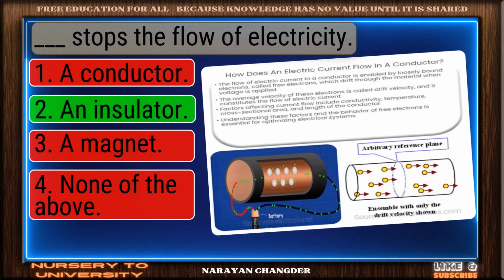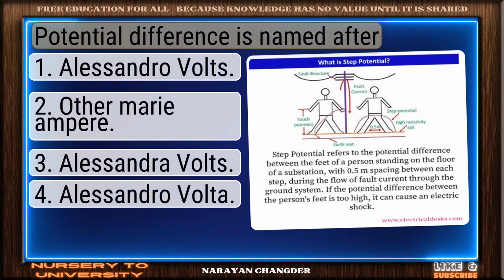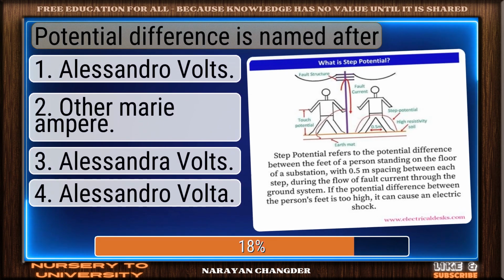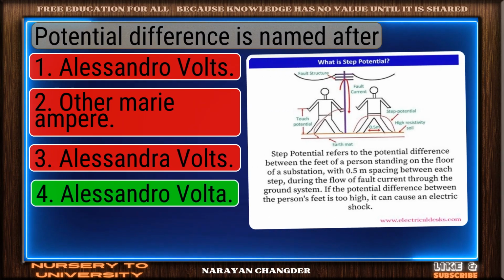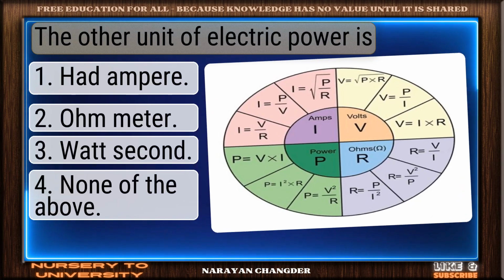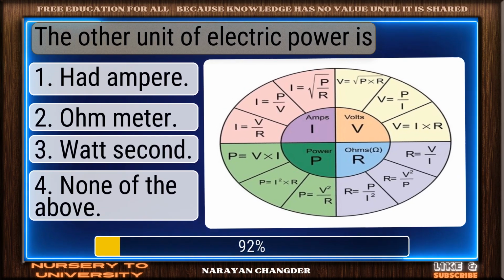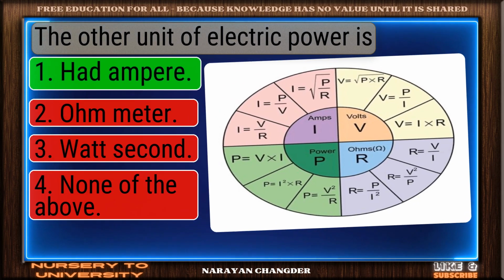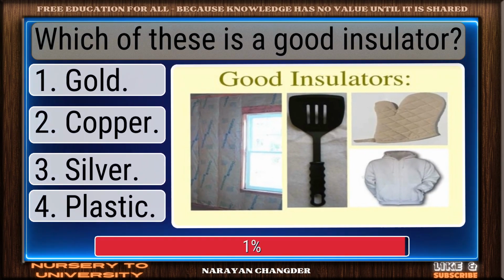Nice work. An insulator fits perfectly. Potential difference is named after. Strong choice. Alessandro Volta is right. The other unit of electric power is. Great job. Horsepower is accurate. Which of these is a good insulator?